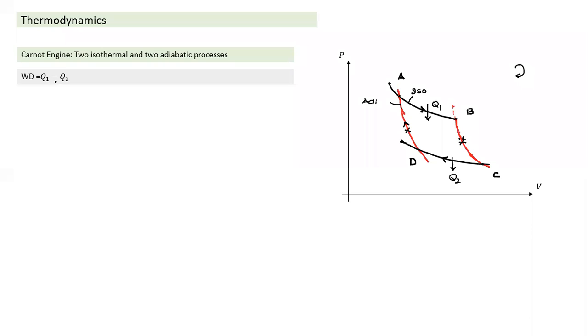Work done is equal to Q1 minus Q2. Q2 is negative, so I am substituting with sign. Q1 and Q2 are magnitudes here. This is positive, this is negative. That will be work done. Work done will be equal to Q1 minus Q2.